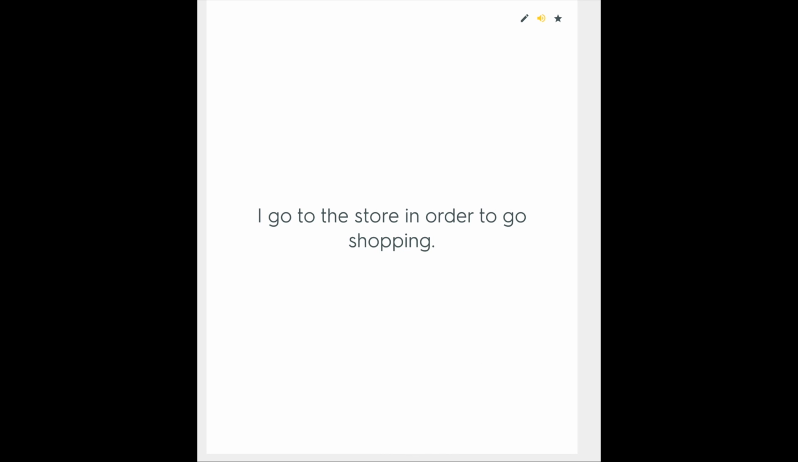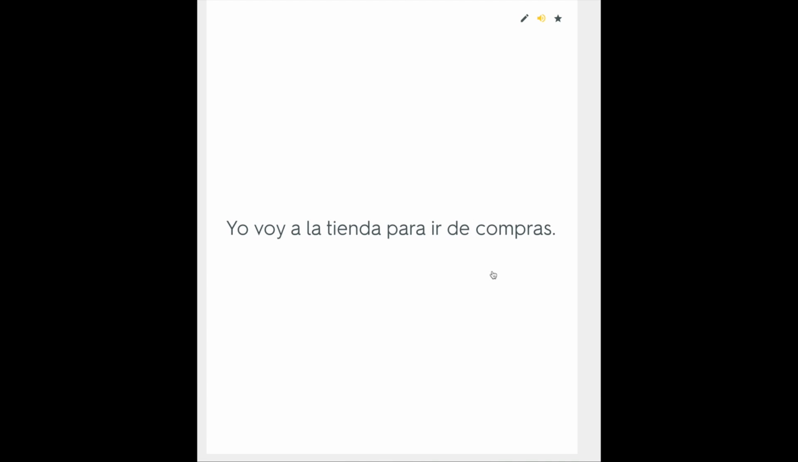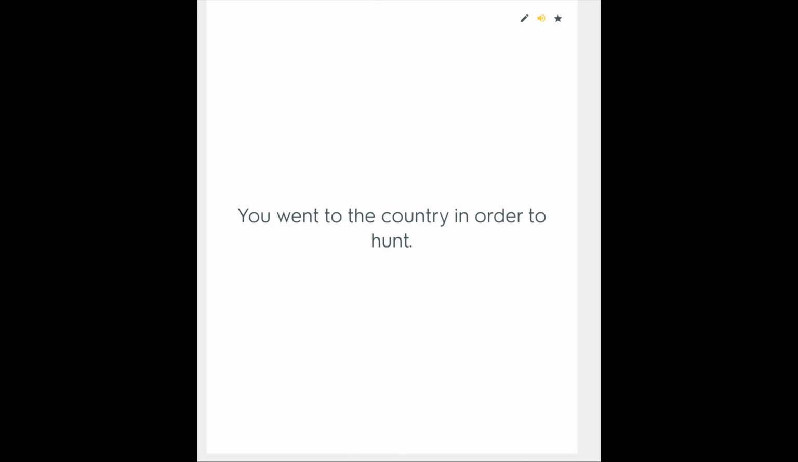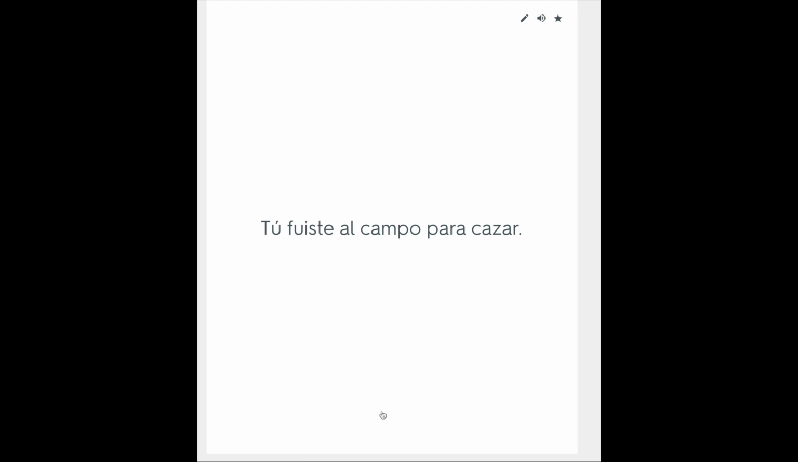I go to the store in order to go shopping. Yo voy a la tienda para ir de compras. You went to the country in order to hunt. You went. Go through your 5 forms of went: fui, fuiste, fue, fuimos, fueron. You, tú. Tú fuiste al campo para cazar.